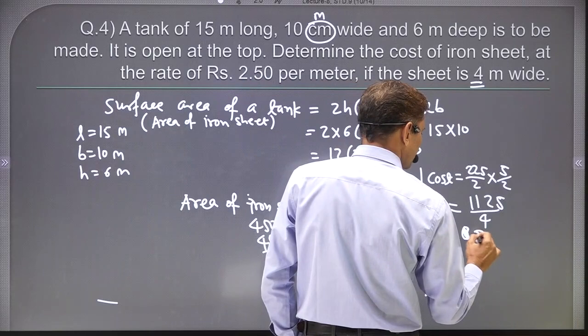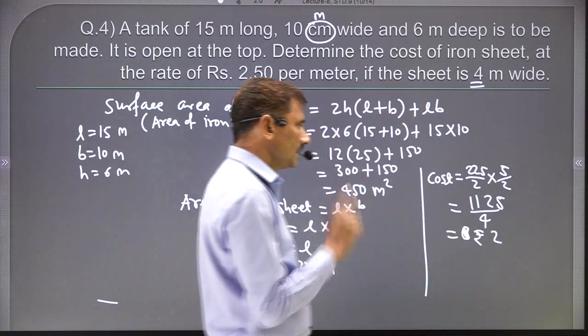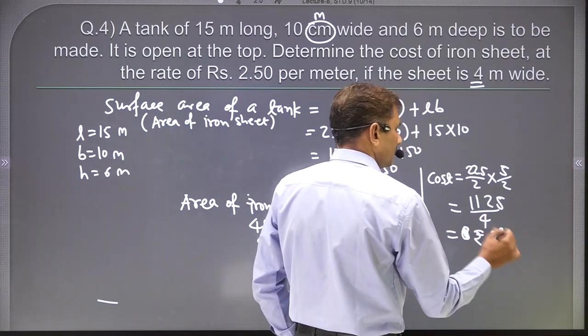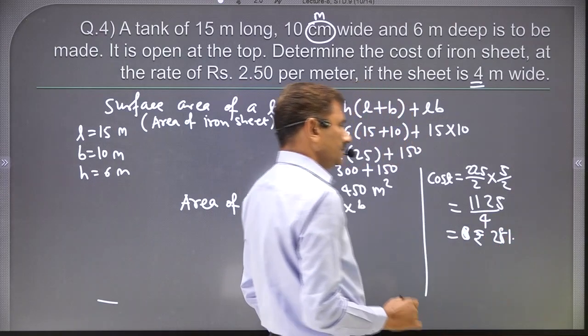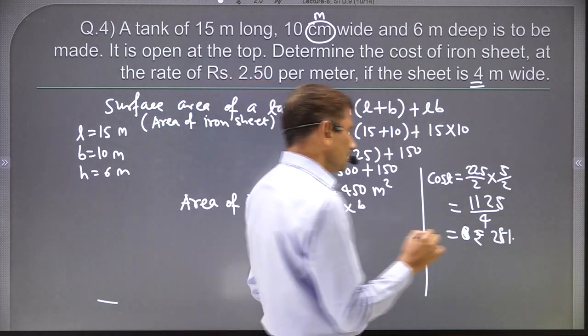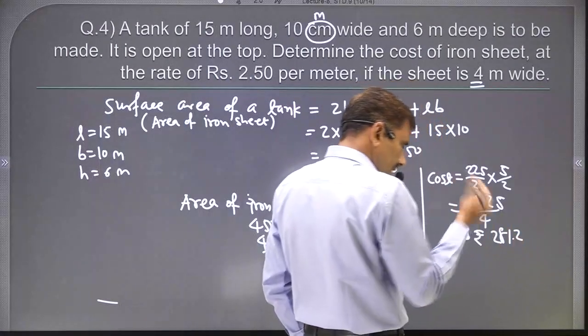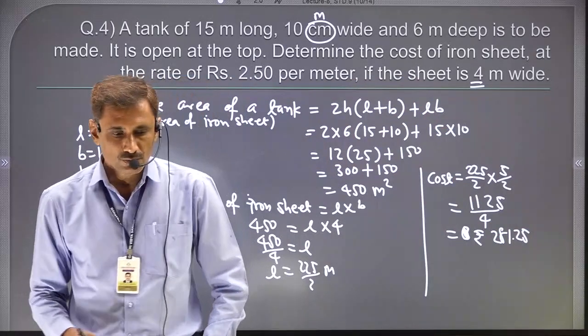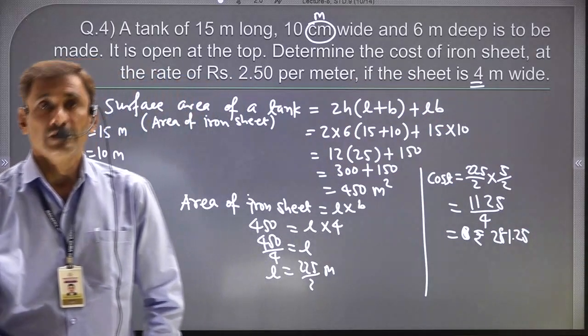Okay, this will be in rupees. 4 2s are 8, 3 left. 4 8s are 32. 4 1s are 4. Now we go to the decimal point. 10 is there. So 4 2s are 8. 2 is there. So 4 5s are 20. So it will be rupees 281.25.